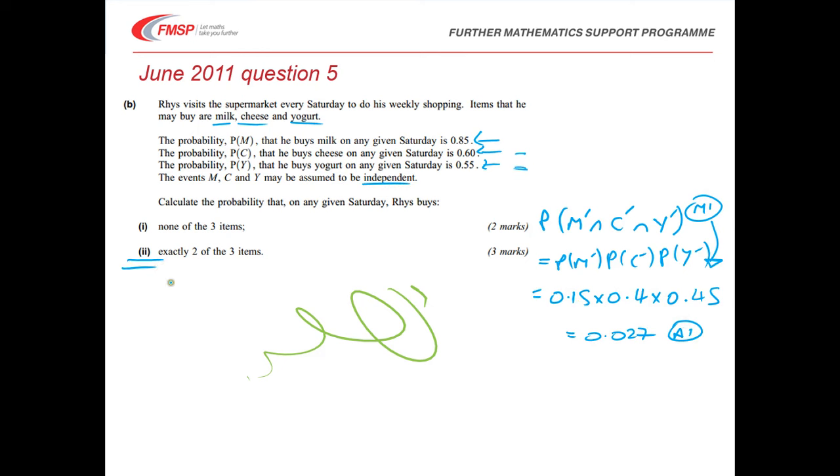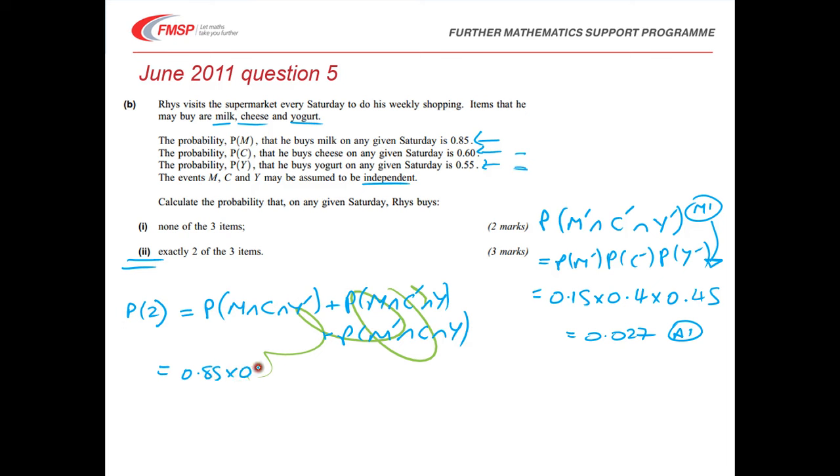And then part two, exactly two of the three items. So this is the probability of two of the three items. So again, if we write out in full, let's consider M and C and not yogurt, or M and not C and yogurt, or not M, C and yogurt. And because they're all independent, again we can multiply them out. So 0.85 times 0.6 times 0.45 plus 0.85 times 0.4 times 0.55 plus 0.15 times 0.6 times 0.55. And again, if we work all those, add them all together, we get 0.466.